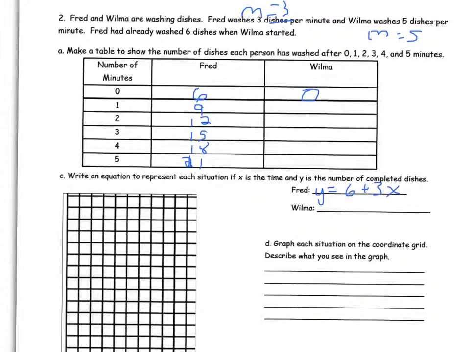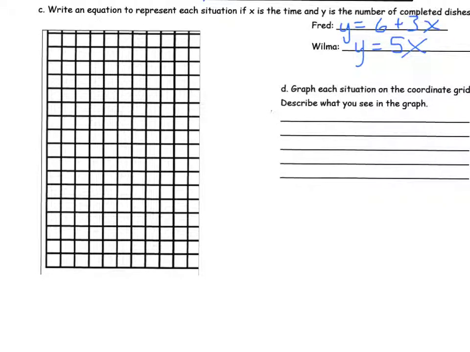Where Wilma, she has 0 when it first started, but she's going up 5 for every minute. So 5, 10, 15, 20, 25. So her number of dishes, starting at 0, which we don't have to put, but she's going up 5 for every minute.